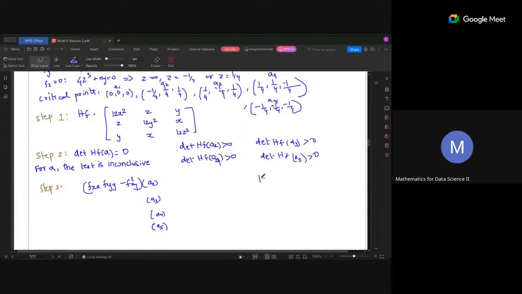So it is 144 x square y square minus z square. So this is your fxx, fyy minus fxy square. Now calculate the value of this at A2, A3, A4 and A5 and tell me the signs.